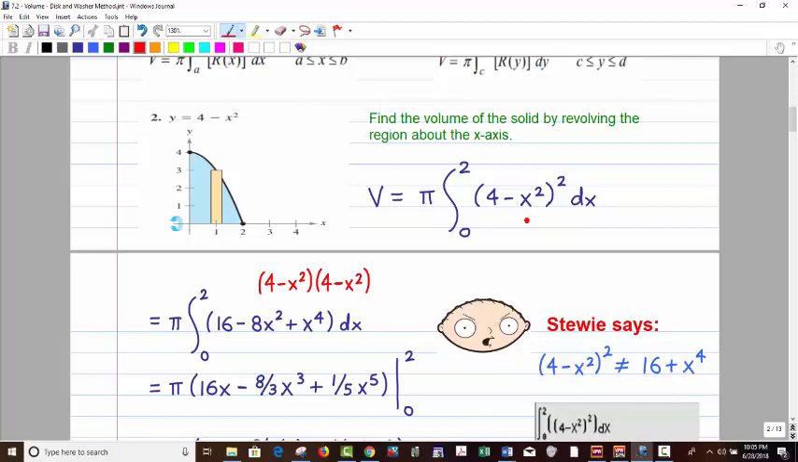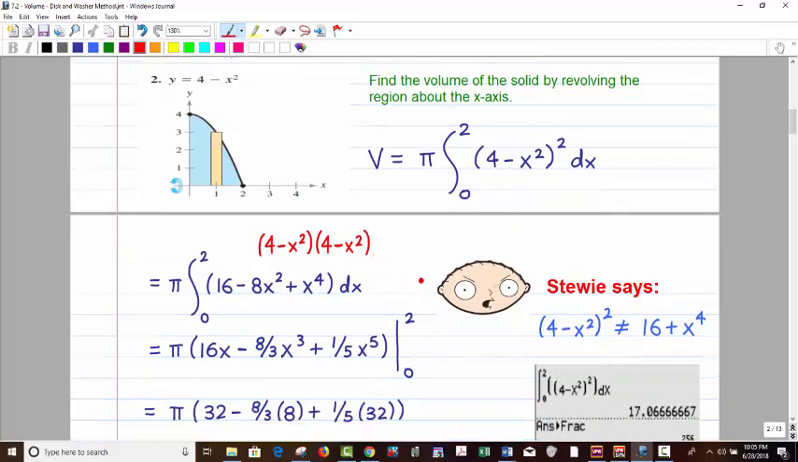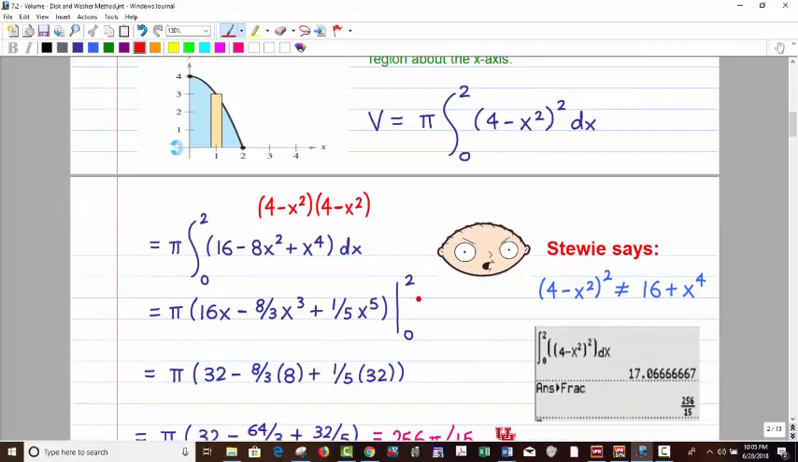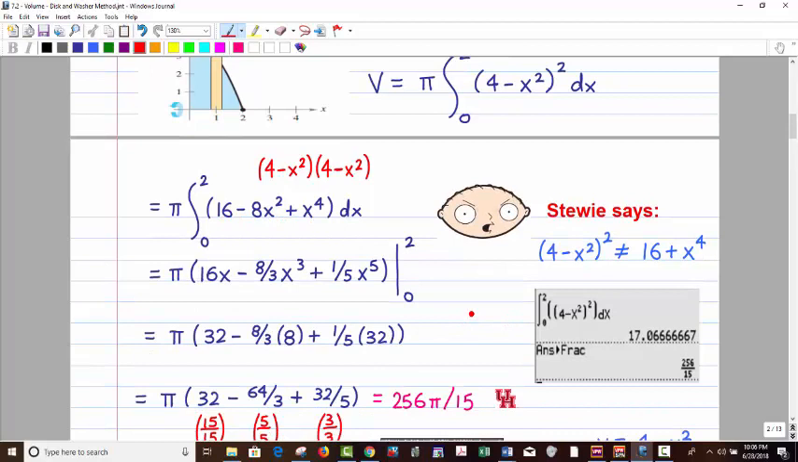So you actually just FOIL it out: 4 minus x squared times 4 minus x squared. And you get 16 minus 8x squared plus x to the fourth. Now, I'm not going to spend a lot of time explaining all this. This is just basic antiderivative stuff from Cal 1. I'm just going to focus on the setup.